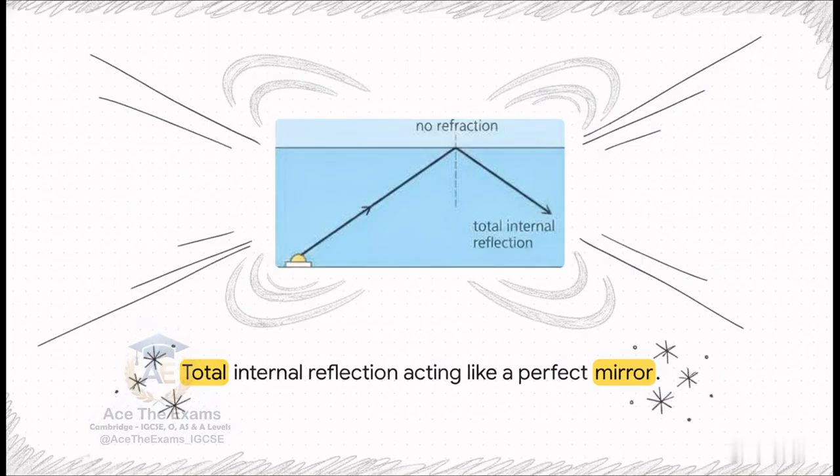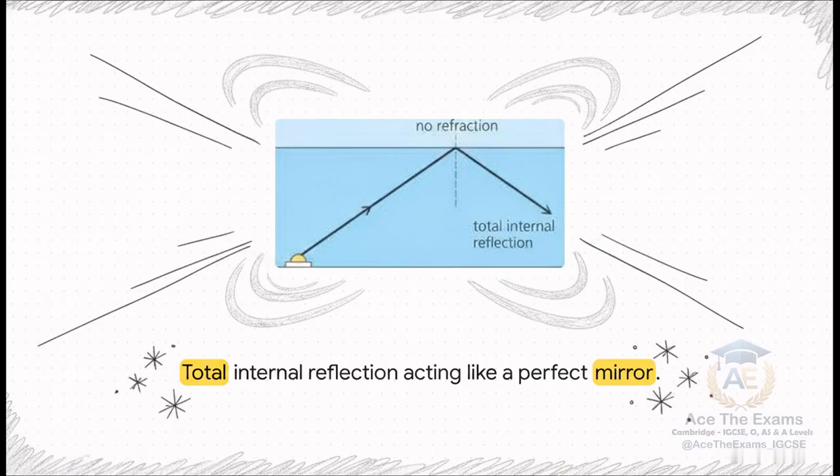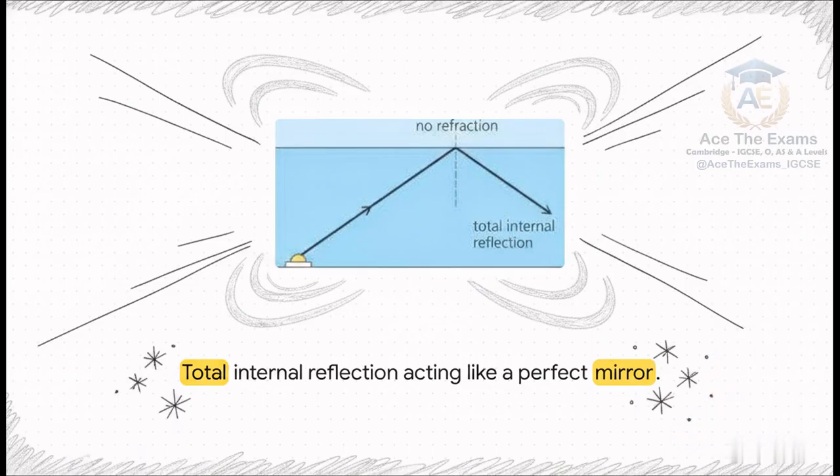If that light ray hits the surface at an angle even slightly greater than the critical angle, refraction completely stops. Absolutely no light escapes into the air. Instead, 100% of the light is reflected back down into the water. The inside surface of the water is literally acting as a flawless mirror. This, my friends, is total internal reflection.